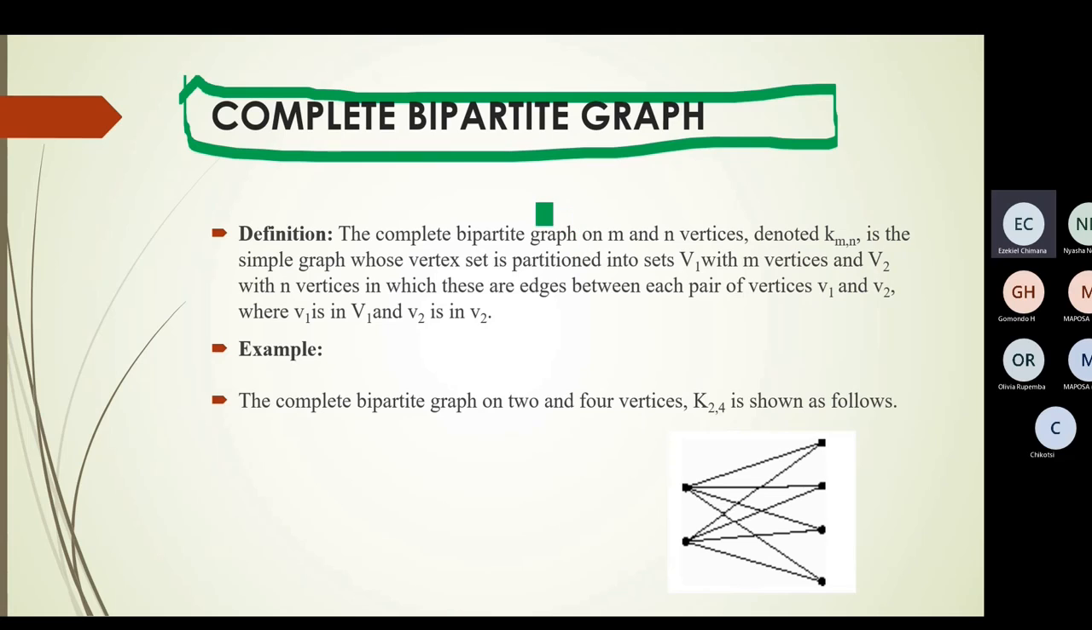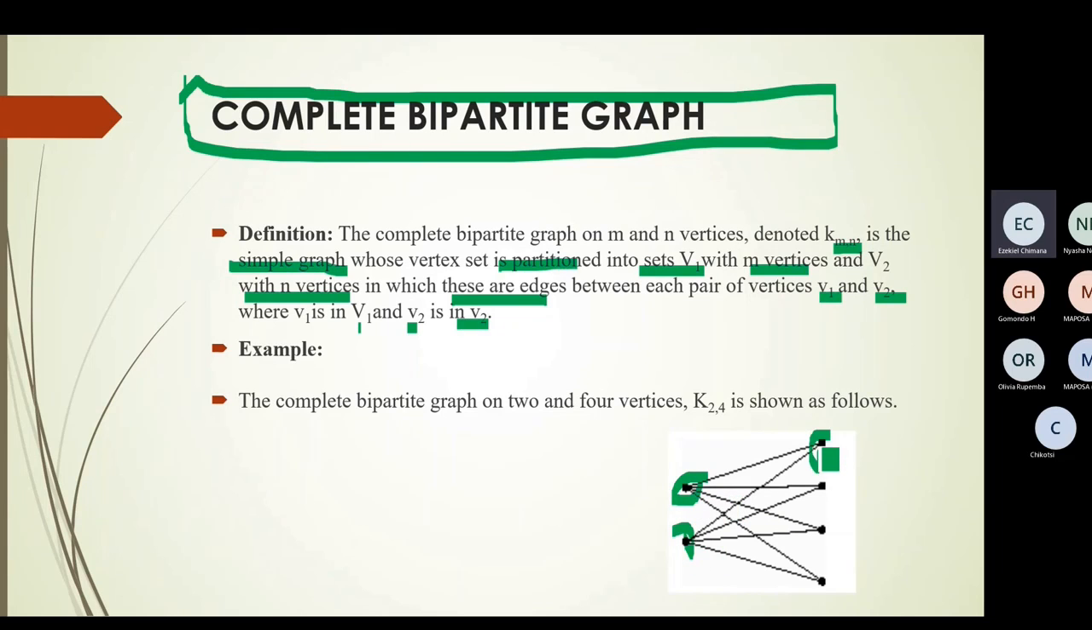So let's talk of a complete bipartite graph. What is a complete bipartite graph? The complete bipartite graph on m and n vertices, denoted by K_m,n, is a simple graph whose vertex set is partitioned into two sets, V1 with m vertices and V2 with n vertices, in which there is an edge between each pair of vertices v1 in V1 and v2 in V2. A complete bipartite graph is different from other bipartite graphs in the sense that all the vertices in here must be connected to each and every vertex in the other set.